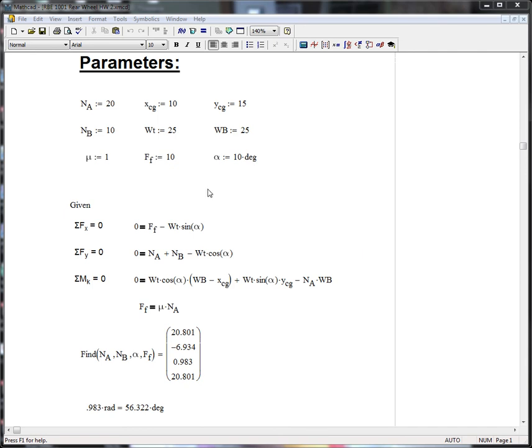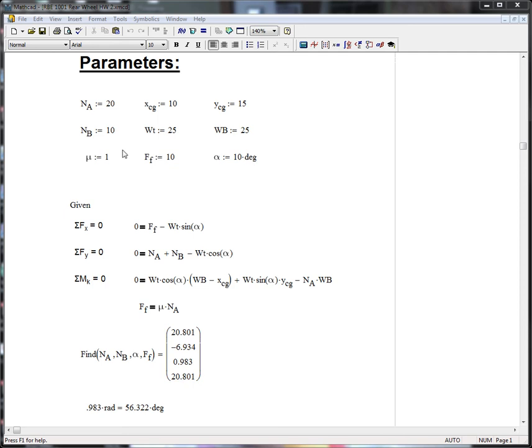Next, I want to just go over this problem right here, where these equations are actually the equations of equilibrium for a robot going up an incline with the drive wheels on the wheels in the rear. So the front wheels are going up the incline and the rear wheels are in back.